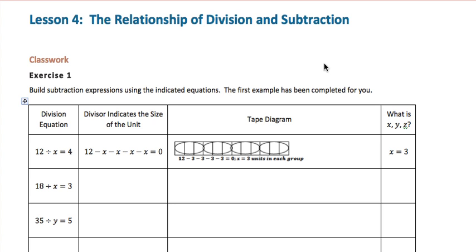Module 4, Lesson 4, we're going to look at the relationship between division and subtraction in the same way that we looked at the relationship between multiplication and addition in Lesson 3. So we're starting off with a table in which we are building subtraction expressions from the original division equation and then showing in a tape diagram how that works.